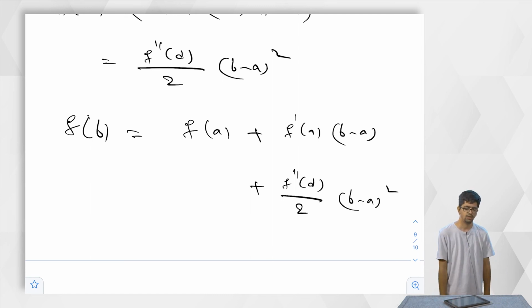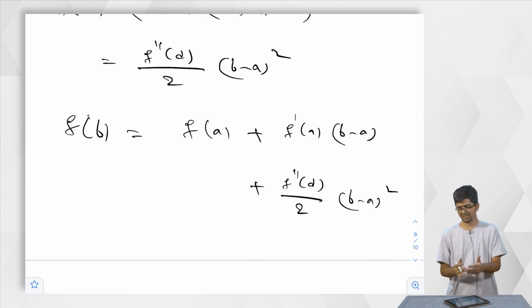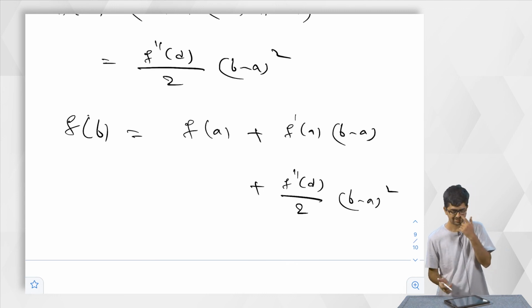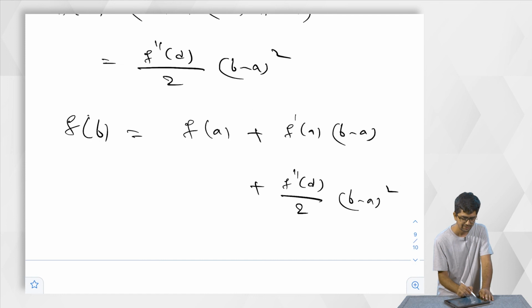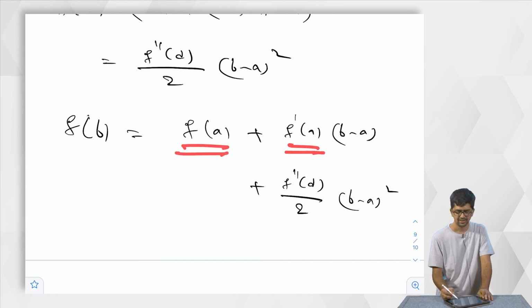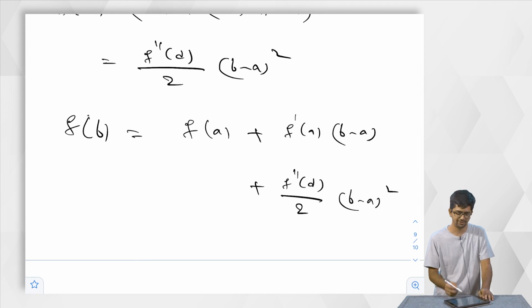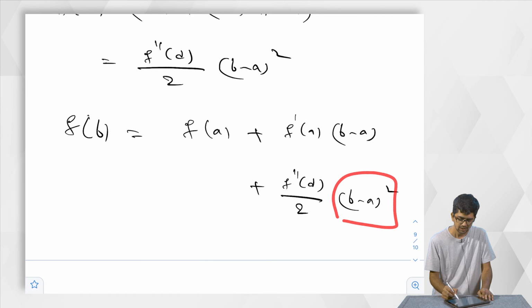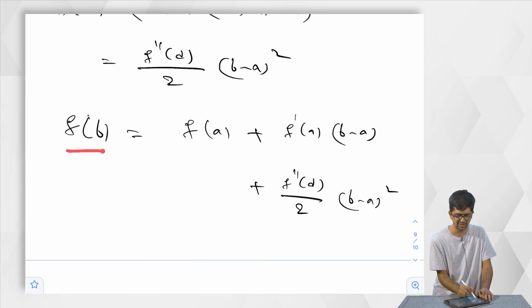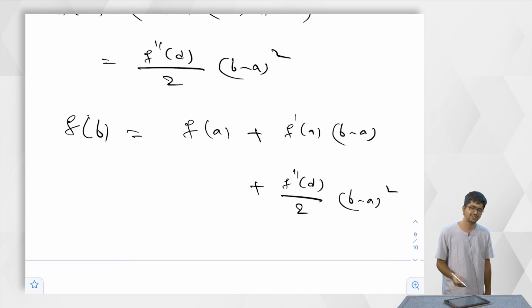Now I am considering this as a slight improvement, in the sense fb is determined by fa, f dash a; previously it was only fa and some other element. Now in the second order there is some other element that is determining this value. So we are seeing this as a slight improvement.